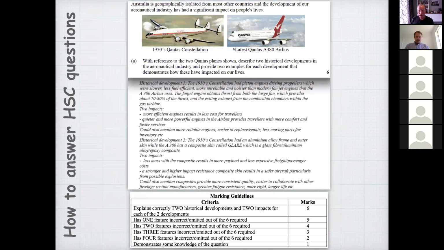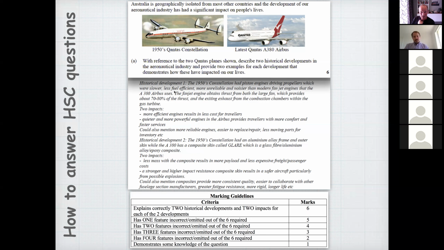Now, what I want to do is show you how marks in an exam can indicate what sort of responses are required. See this question here with reference to the 2 Qantas planes. If you don't refer to this, you're not going to get maximum marks. Describe 2 historical developments in the aeronautical industry and provide 2 examples. For the markers to mark this reasonably, because we're not allowed to use half marks, the description of a historical development will be worth 1 mark, and 2 examples would be the other 2. And there's 2 historical developments.